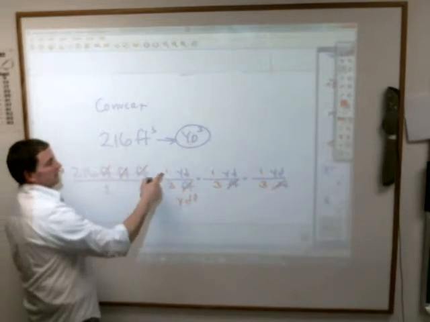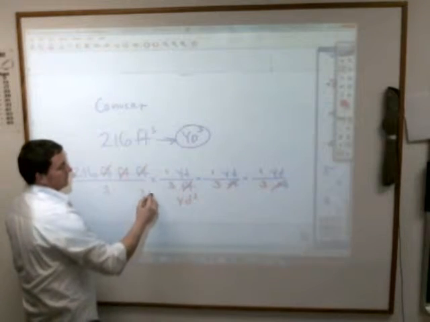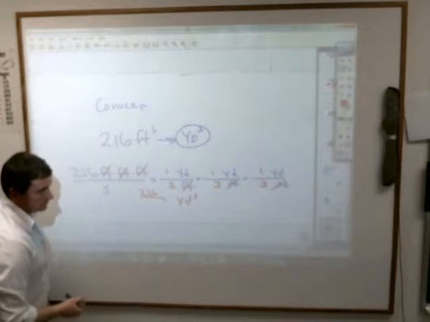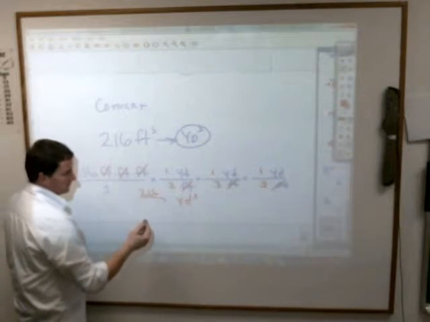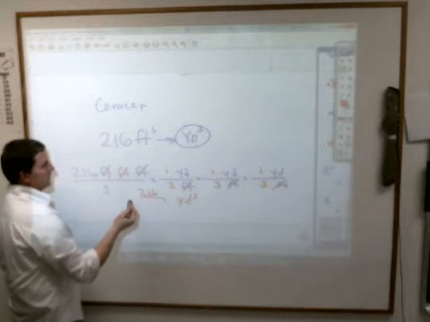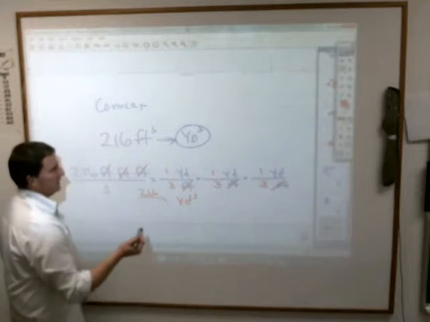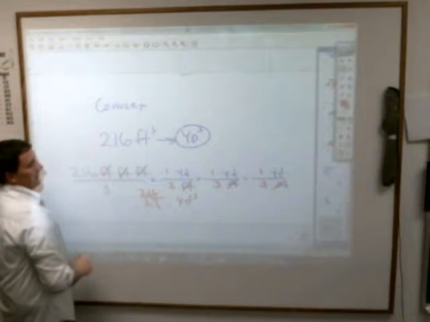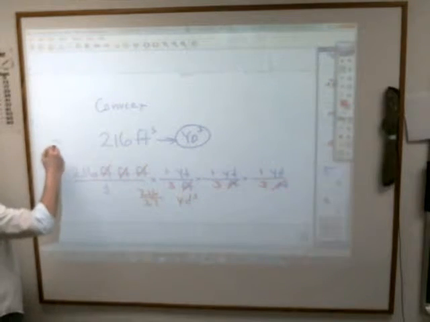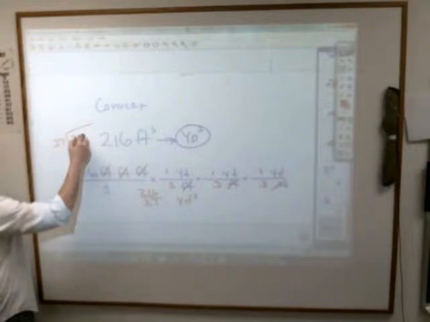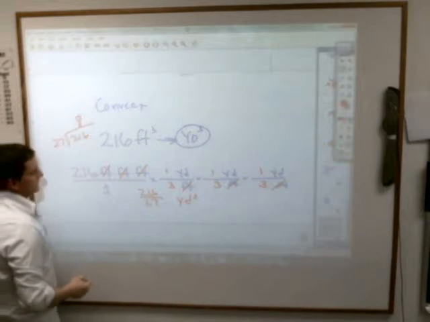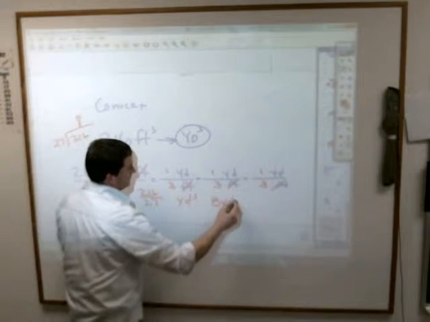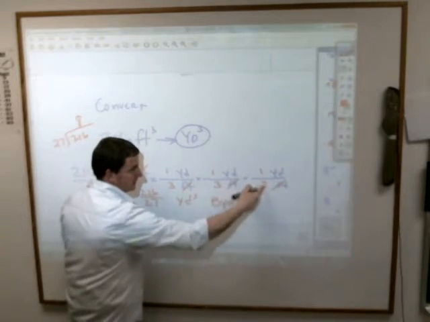You multiply 216 times 1 times 1 times 1 over 1 times 3 times 3 times 3. Anybody know what that is? 8. 3 times 3 is 9, times 3 is 27. You will have to actually do this out because it does work out nicely. 27 goes into 216 8 times.